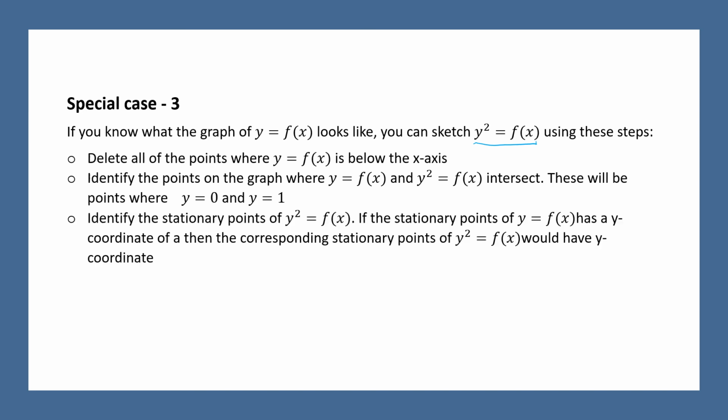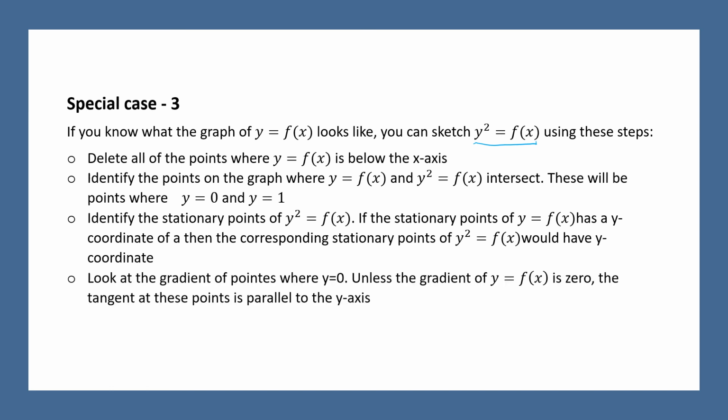The next step is to identify the stationary points for the y square function, and you will notice that the stationary points of the original function, the y coordinate of that, will be the same for the y square function. Then the next step is to look at the gradient of the point where y will be equal to 0. Unless the gradient of the original function is 0, the tangent at these points is parallel to the y-axis. Next, we can sketch the parts of the graph that are above the x-axis.